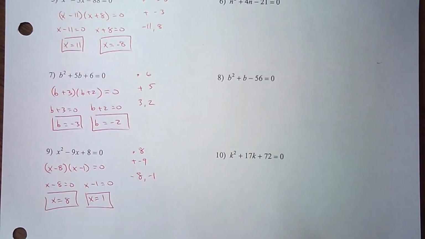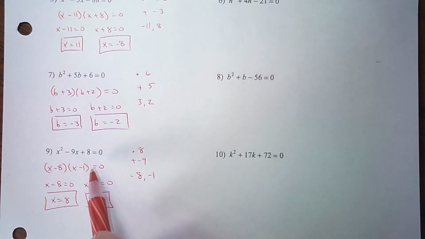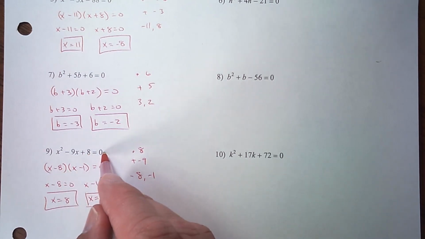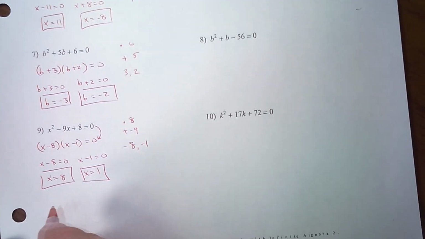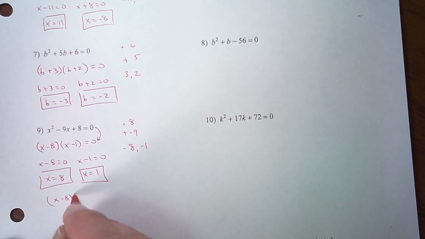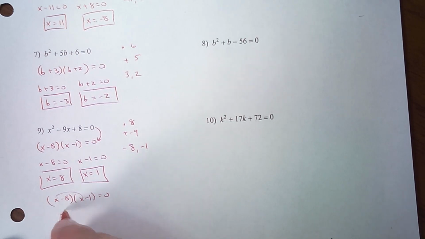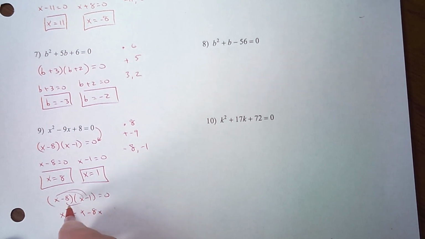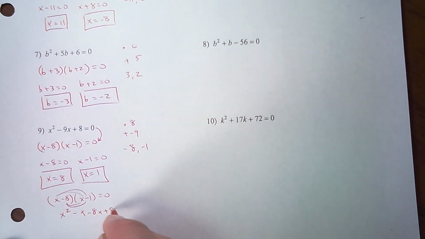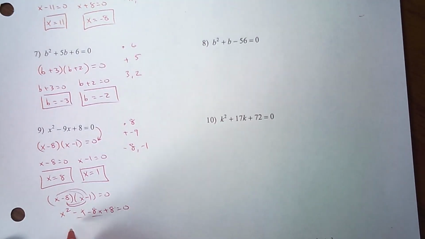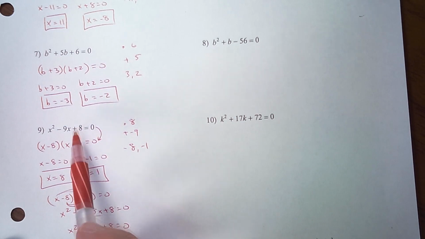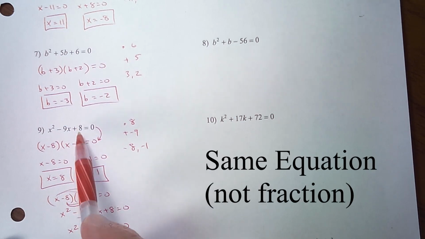Now let's quickly talk about why this factored form is okay. Why is it a good next step to go from here to here? So if I have x minus 8 times x minus 1 equals 0, if I distribute this x, I get x squared minus x, and then distribute this negative 8, minus 8x plus 8 equals 0, and then combine those like terms, I get x squared minus 9x plus 8 equals 0, which is exactly what I started with. So these two are equivalent forms of the same equation.